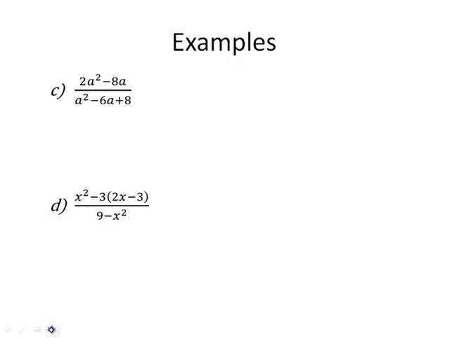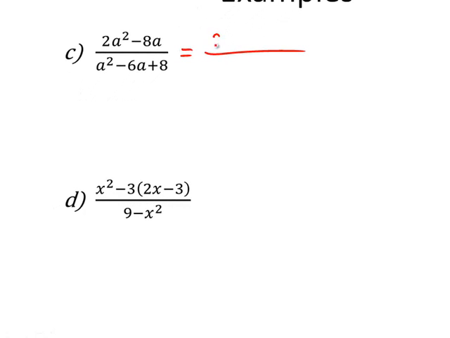Here are some more examples. They're asking us to simplify, and we can also state the restrictions as well. So as before, we want to make sure everything is completely factored so that we may notice if there are any common factors. So in the numerator, we can start by taking out the greatest common factor, which is 2a, leaving us with a minus 4.